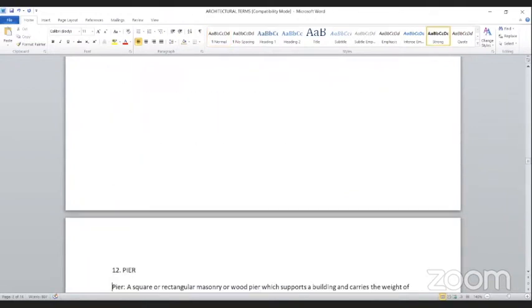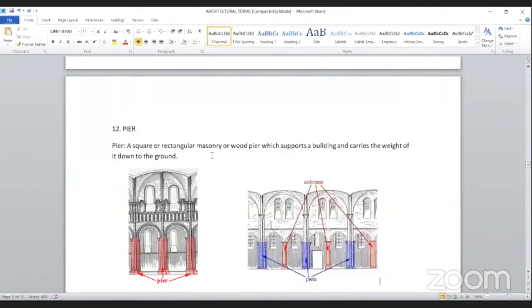Yes. Okay. Again, I might be pronouncing it wrong. It's a square or rectangular masonry or wood pier, which supports a building and carries the weight of it to the ground. See, these are piers, they are wider, they come between the columns of the wall and the roofs, arches. Here, you can see a column and the pier. Can you see the difference?